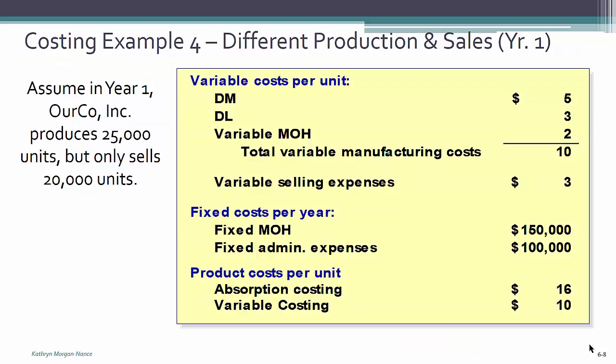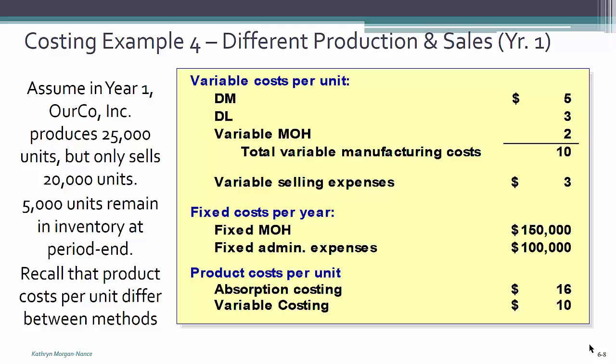In example 4, we'll change the facts and again prepare an income statement. Assume Arco produces 25,000 units, but only sells 20,000 units. There is no beginning inventory, and 5,000 units are unsold and remain in ending inventory. The cost per unit calculations are still $16 per unit using absorption costing and $10 using variable costing, but you'll see that net income will differ between the two methods by the amount of fixed costs that are deferred in ending inventory.